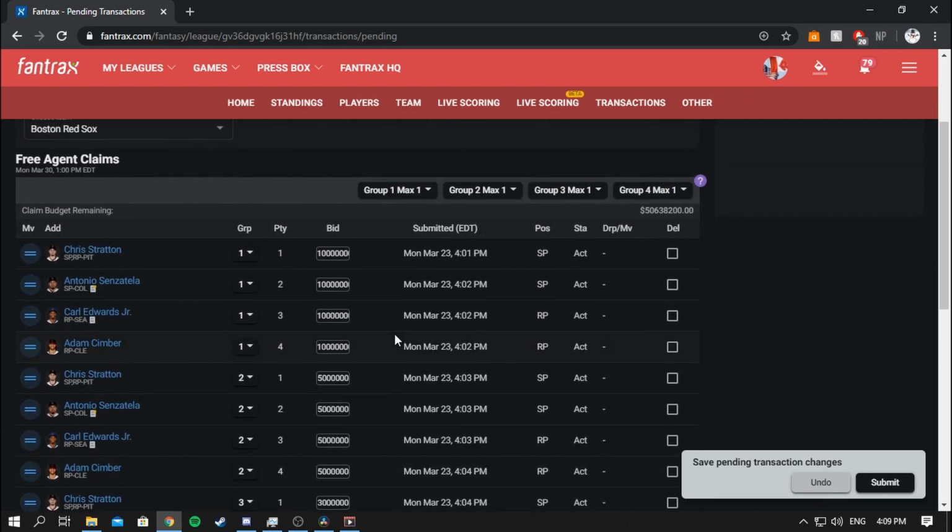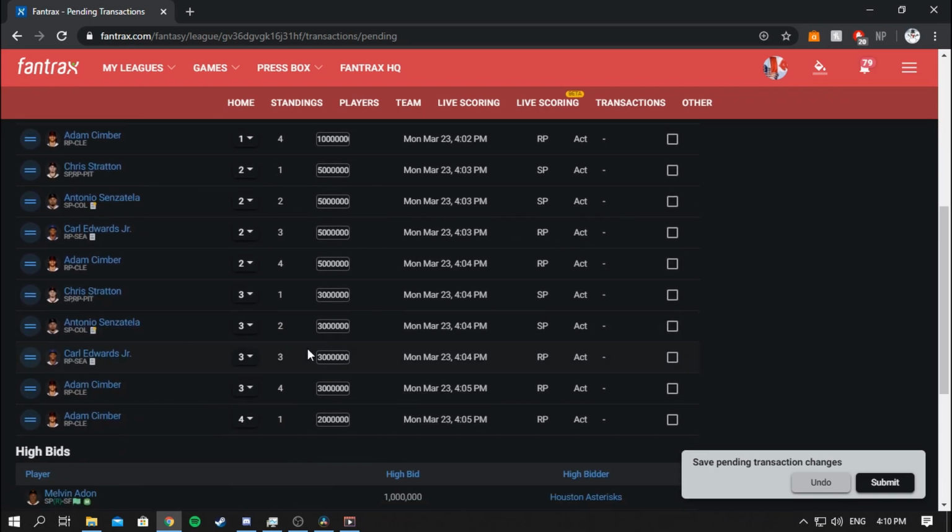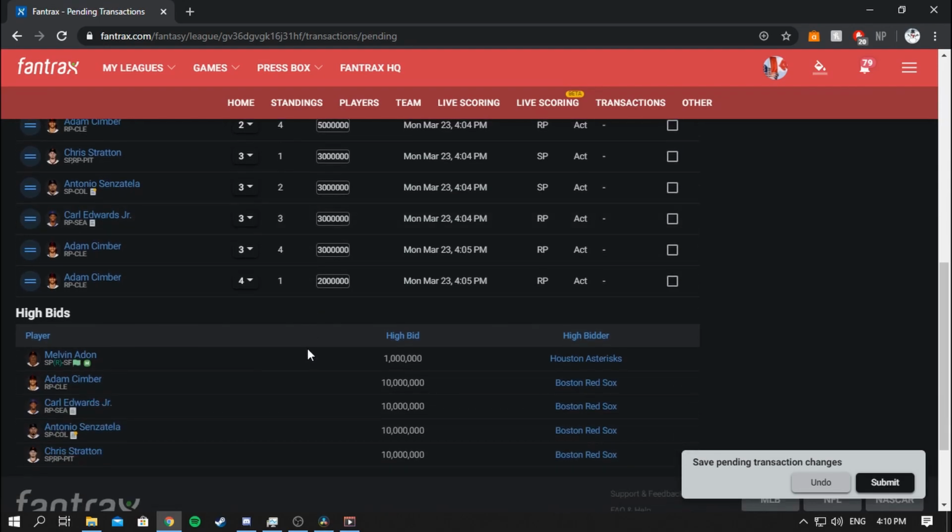What you're doing with these groups is saying, I'm willing to pay 10 million for a pitcher, but I'm not willing to pay 10 million for 2 pitchers. So give me the highest one on this list that I can get, and then stop with this list. So if you give me Stratton for $10, then don't put in the rest of the bids. Hopefully that makes sense. If you have more questions on this sort of thing, give me a shout.